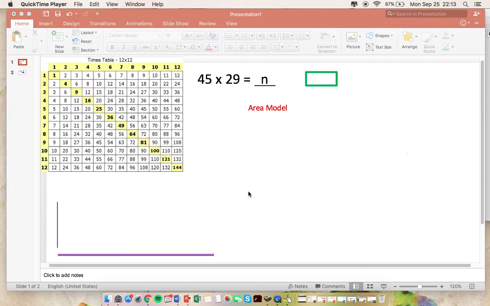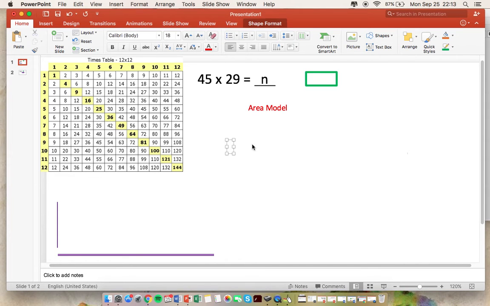Hey parents and students. Alright, so the last video I showed you how to do 3-digit times 2-digit, or 3-digit times 1-digit. Now I would like to show you 2-digit by 2-digit using the area model as well. So again, our problem is 45 times 29 equals n, and again you see here our variable because we do like to show that in our math now in 4th grade.